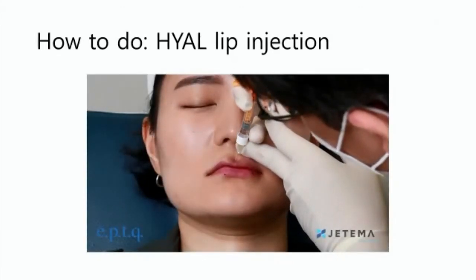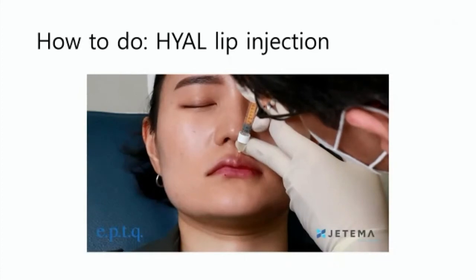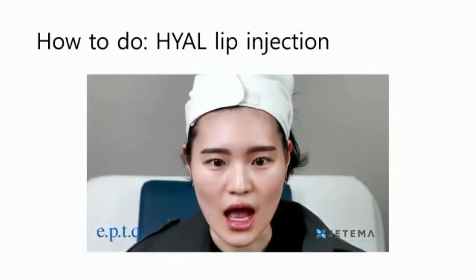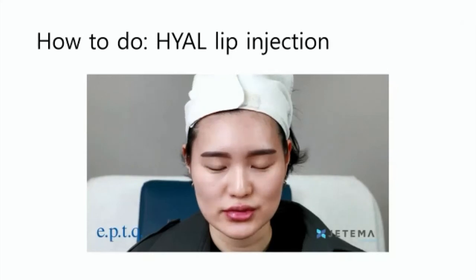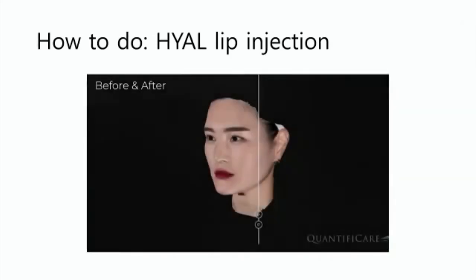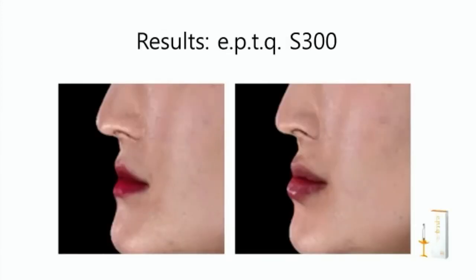And third, you inject the upper tubercle part for augmentation. Finally, you should check the lip symmetry. So this is the result.